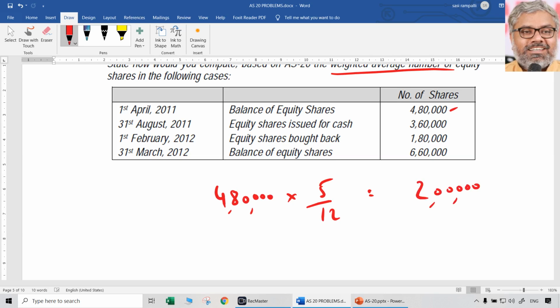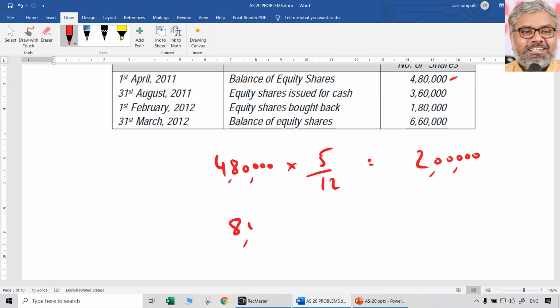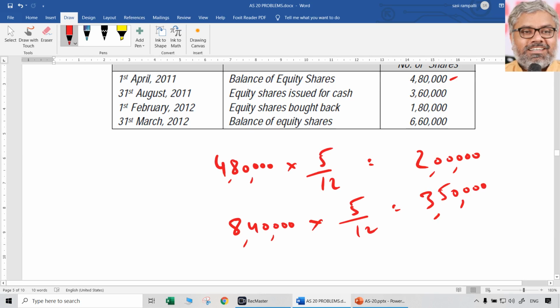Keep it aside. Then what happened? Equity shares issued for cash 3,60,000. So 480 plus 360, 840 now. 8,40,000 shares. At that level, how many months are they outstanding? August end they are issued, so September, October, November, December, January, another 5 months. So 8,40,000 into 5 by 12, that comes to 3,50,000. Then on 1st February, shares were bought back, 1,80,000. So 8,40,000 minus 1,80,000, of course the balance will be 6,60,000. That doesn't matter. But this 6,60,000 is there for how many months as a balance?